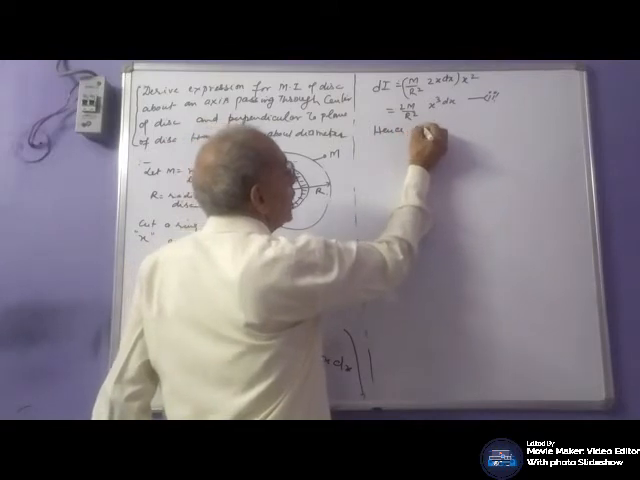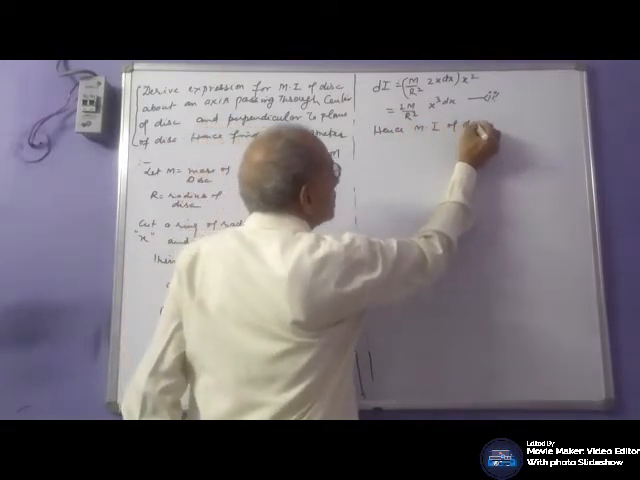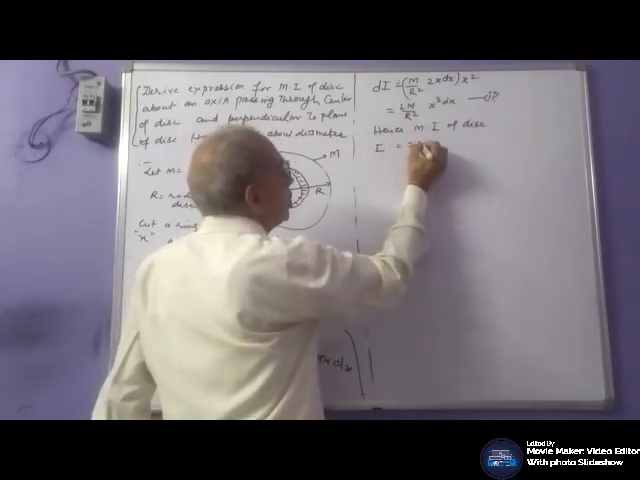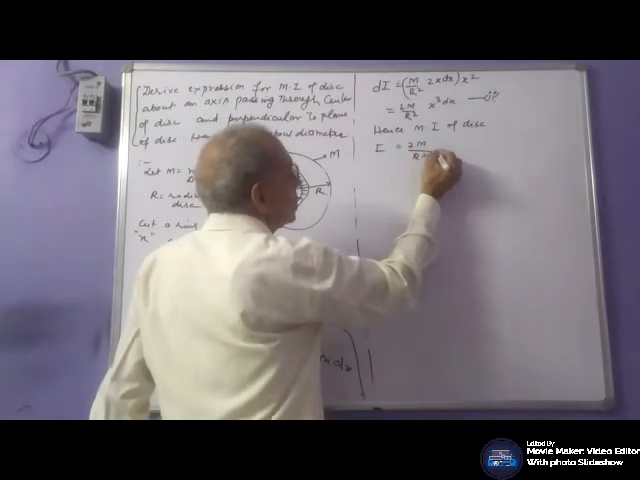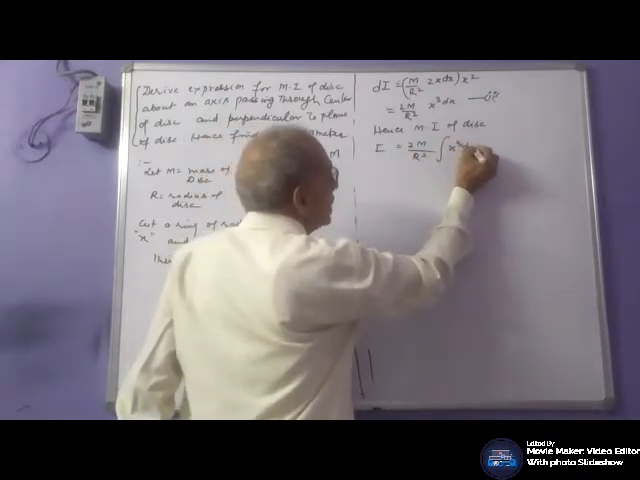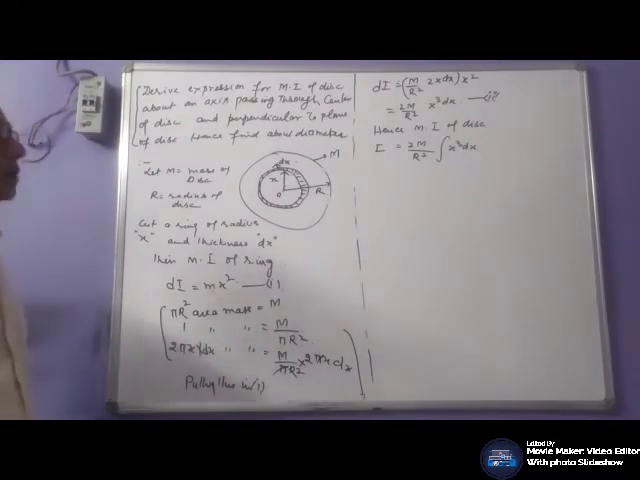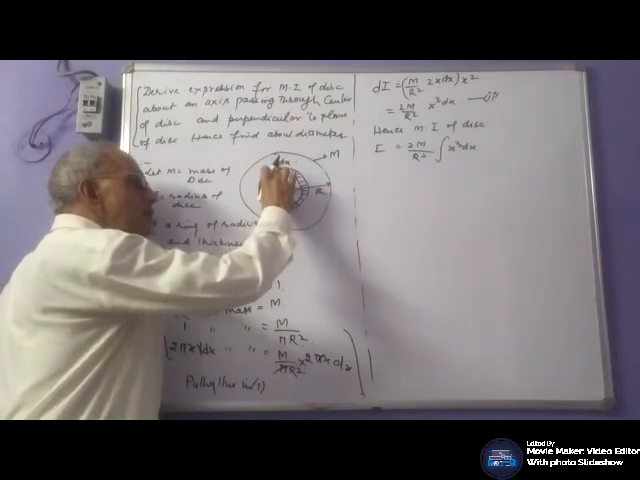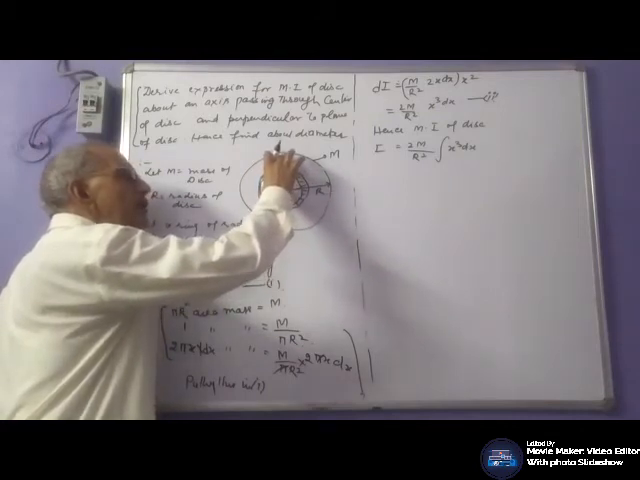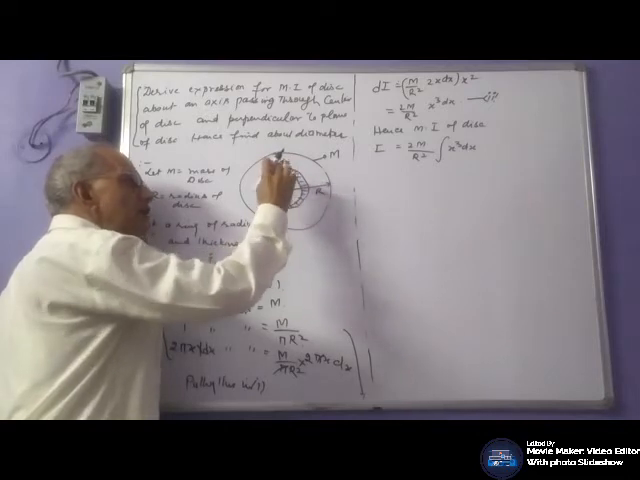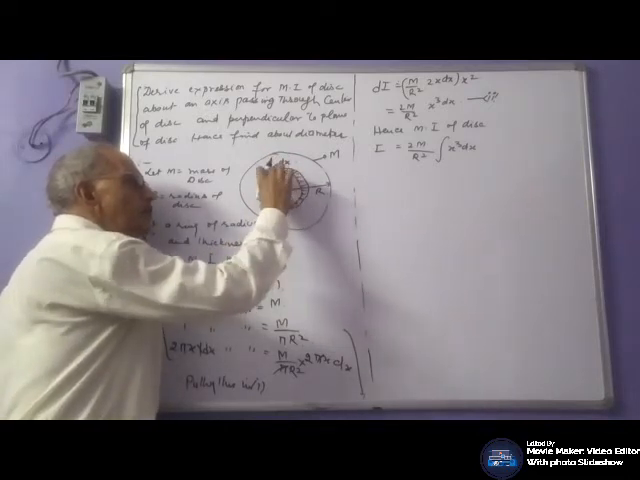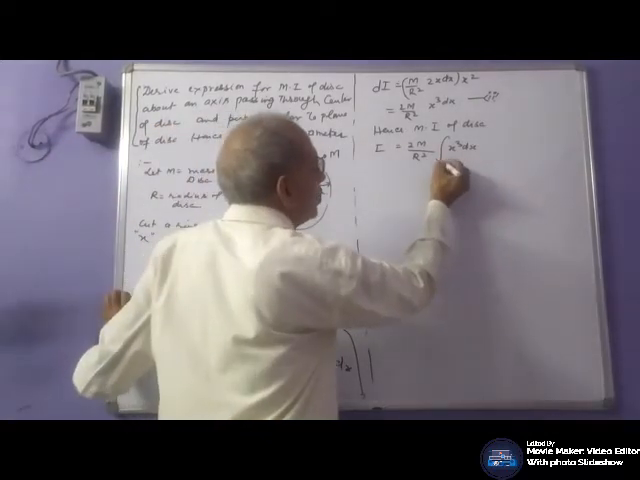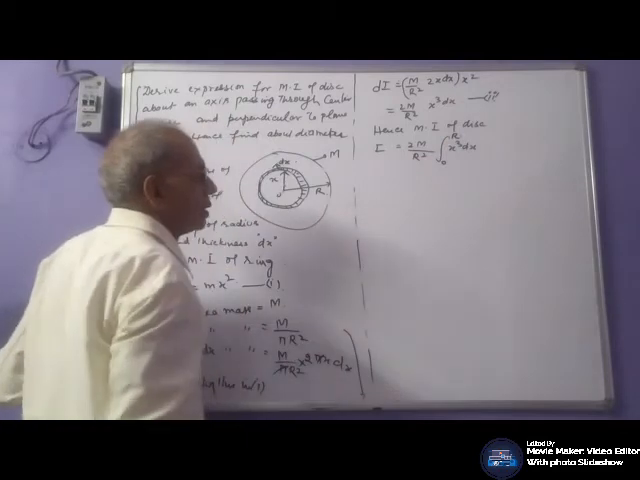Hence, MI of disk: integrate 2m common r square common x cube dx. Which one is variable? x. Look, the smaller value of x is 0, and the greater value of x is capital R. So from 0 to R.